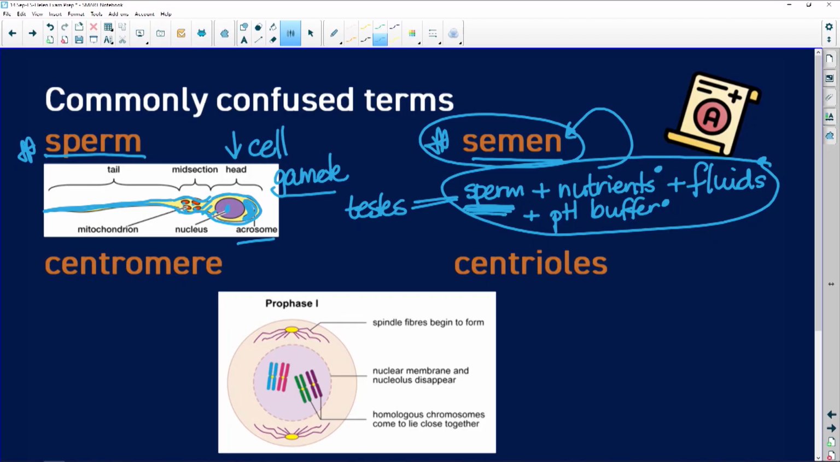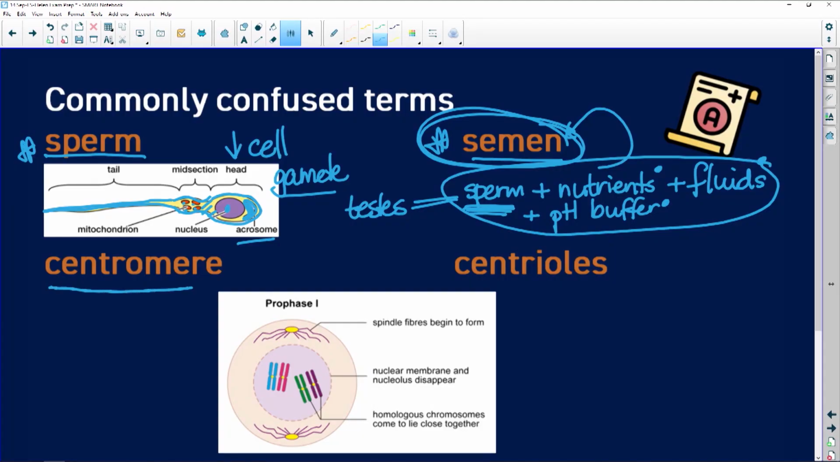And at the end of the day, we can't call that mixture just sperm. Sperm is only one component of the liquid that is semen. All right? So those two terms cannot be used interchangeably. You can't refer to sperm as semen, and semen is far more than just sperm. Okay, you got that one? You're not going to make that mistake at the end of the year?